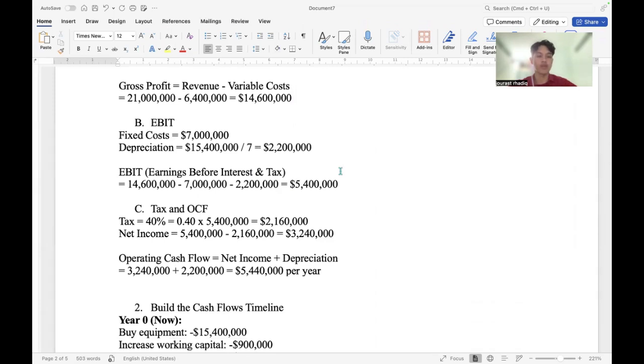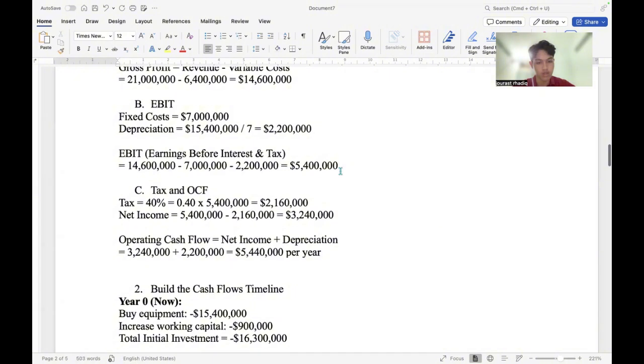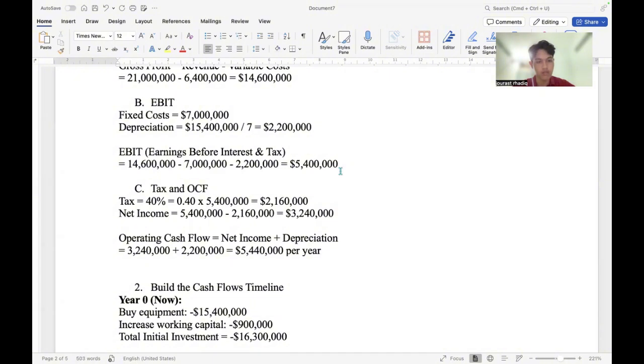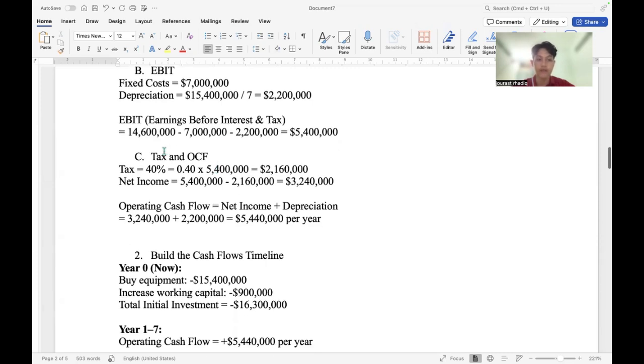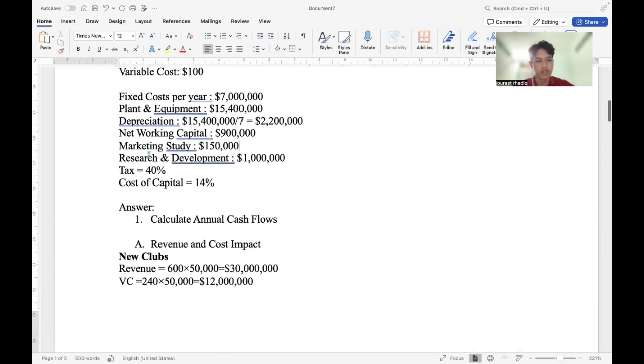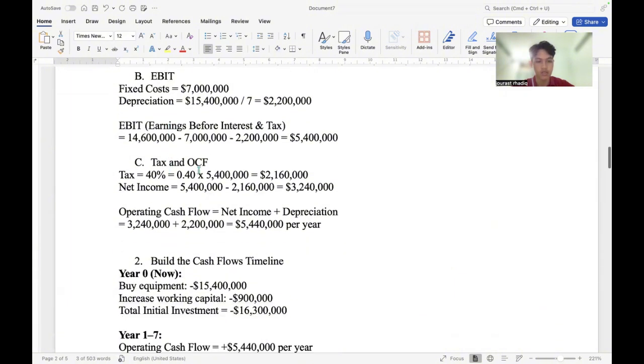This is the revenue. Sorry, before interest and also tax. Next one, we want to calculate the tax. The tax stated in the question is 40%, the tax rate. So 5.4 mil times 40%, which is 2.160. So the EBIT minus tax, we got 3.240 million.